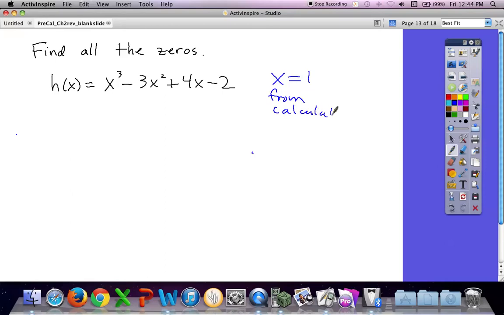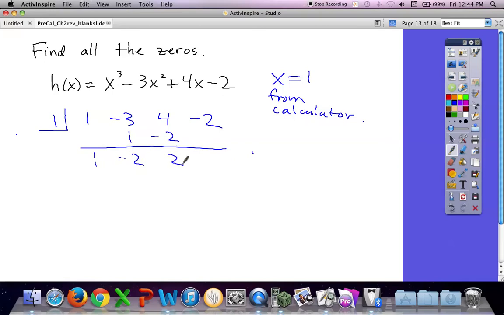Okay, now what do we do with that? Synthetic division, right? So we want to divide it out like we did before on that one side, and that'll be 1 goes here. The coefficients are 1, -3, 4, and -2. Bring down the 1. 1 times 1, 1. 1 times -2, -2. 1 times 2, 2. Add. So sure enough, we got a remainder of 0 like we expect.